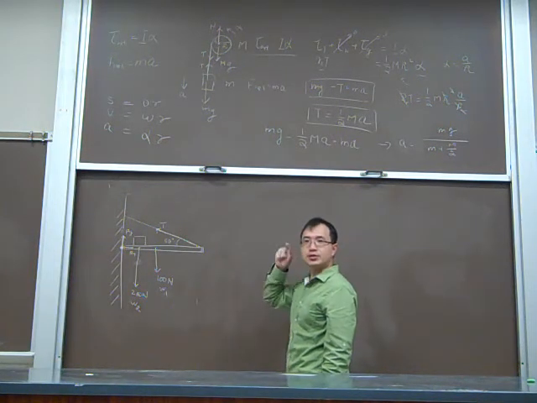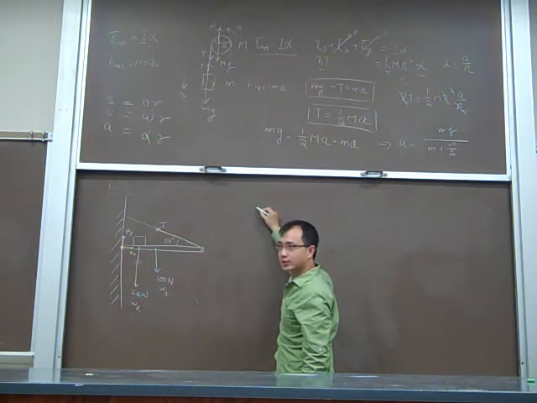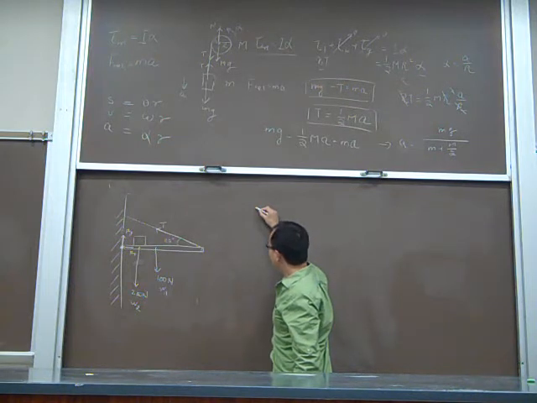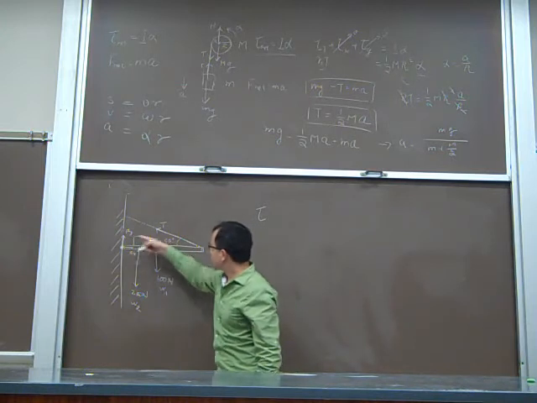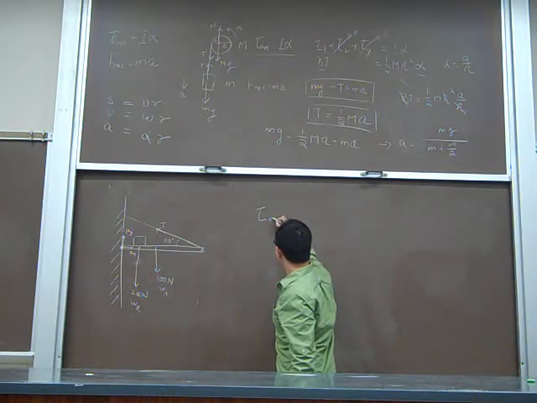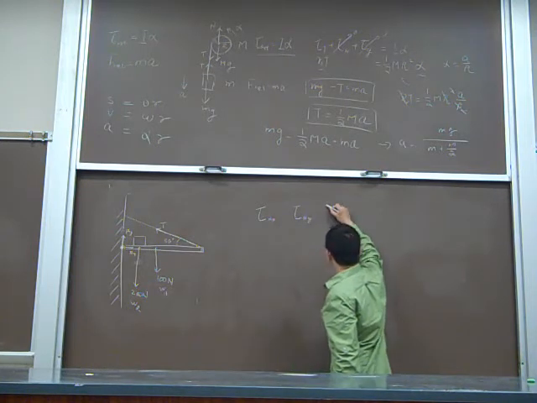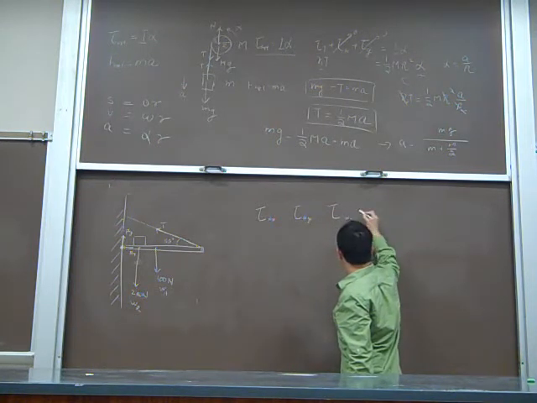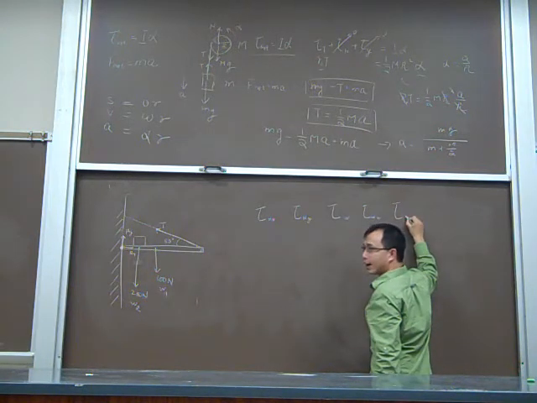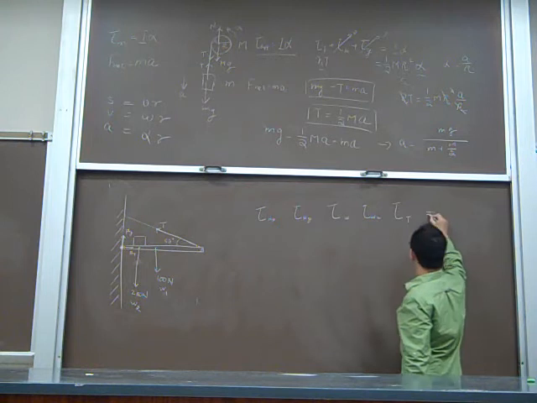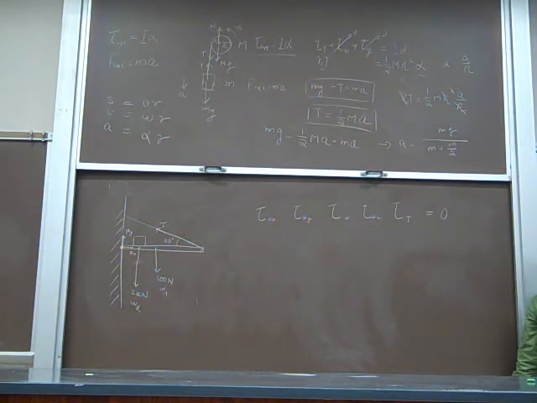You have 5 forces. Each of them may produce some torque. So in general, you have 5 torques. We call them the torque produced by the normal force Nx, the torque produced by normal force Ny, the torque produced by W1, the torque produced by W2, and the torque produced by tension T. All of them together will make 0. That's the torque equation in general.